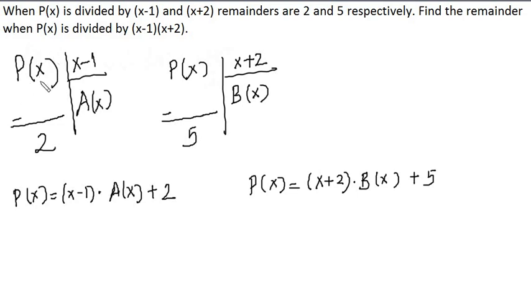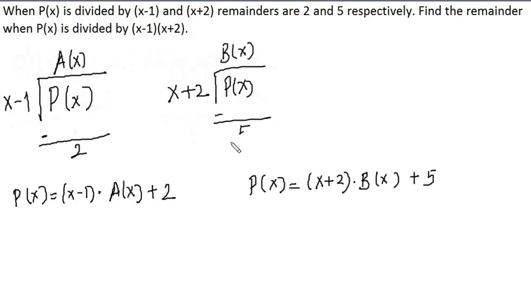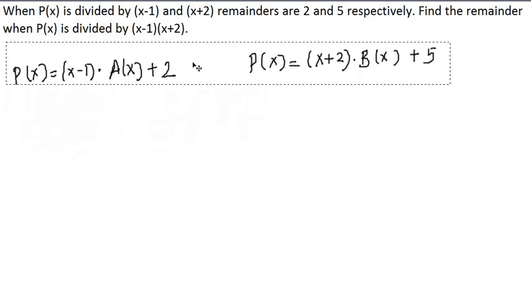Actually, there is another way of showing this division, and let me write that down. P of x is divided by x minus 1, quotient is a of x, and the remainder is 2. And p of x is divided by x plus 2, quotient is b of x, and the remainder is 5. So these two are different ways of showing this division. Alright, so let's just move these two pieces of information up here.